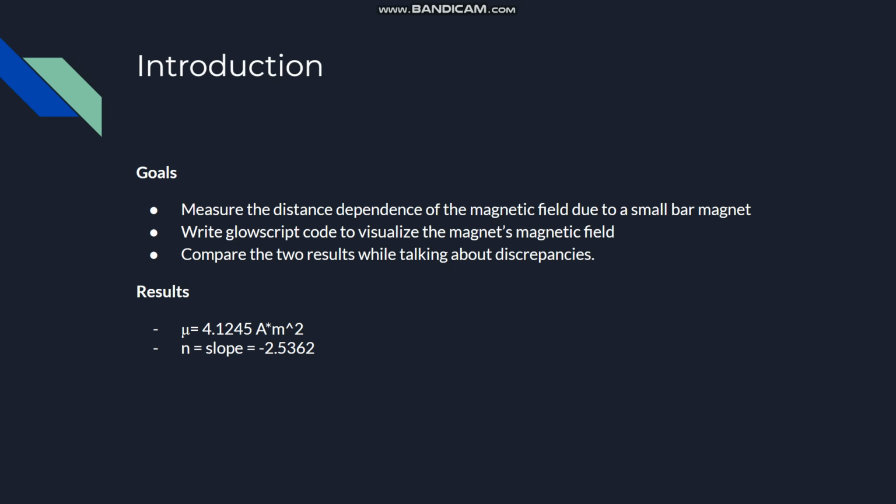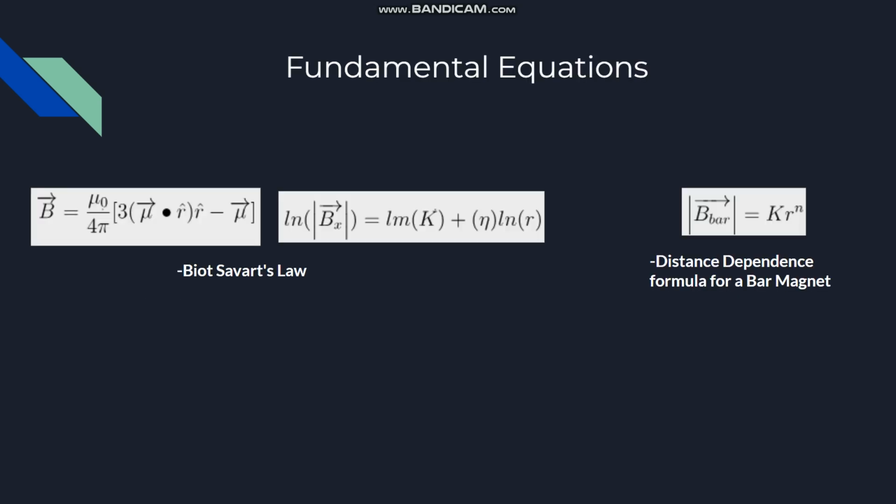Introduction. Our goals: first, we're going to try to measure the distance dependence of the magnetic field due to the small bar magnet. We're also trying to write a GlowScript code that visualizes the magnet's magnetic field, and we're going to compare the two results and see which one's better. For our results, we found our mu to be 4.12 amps meters squared, and our n to equal -2.5, and we'll go into that more in a second.